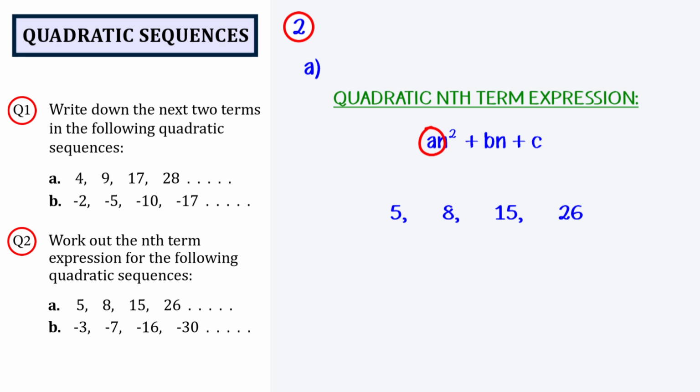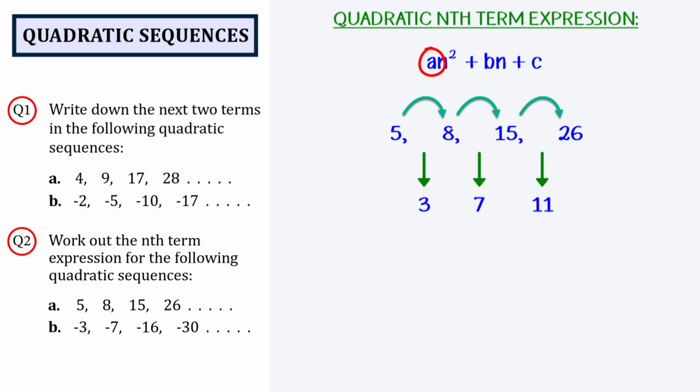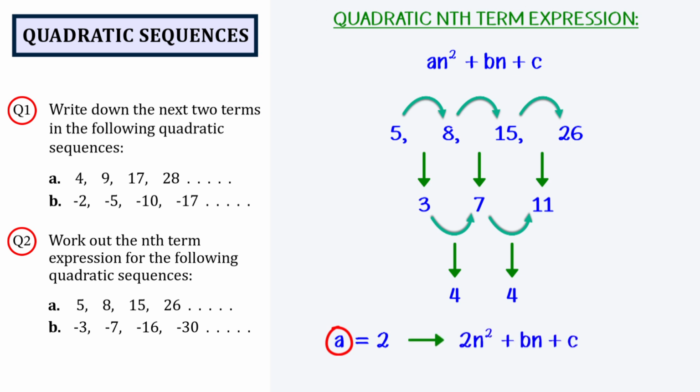So let's first work out the first difference. Well, the difference between 5 and 8 is 3, between 8 and 15 is 7, and between 15 and 26 is equal to 11. And now let's work out the second difference. Well, the difference between 3 and 7 is 4, and between 7 and 11 is also equal to 4. So the constant a in the nth term expression is half of 4, which is equal to 2. So the nth term expression is now 2n squared plus bn plus c.